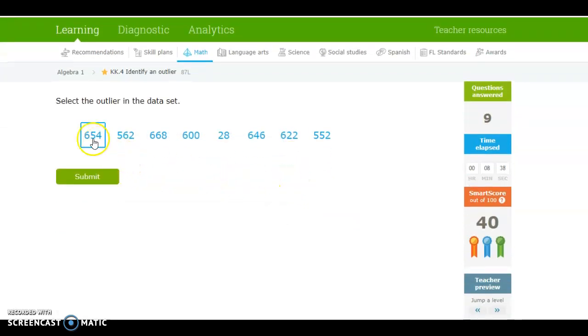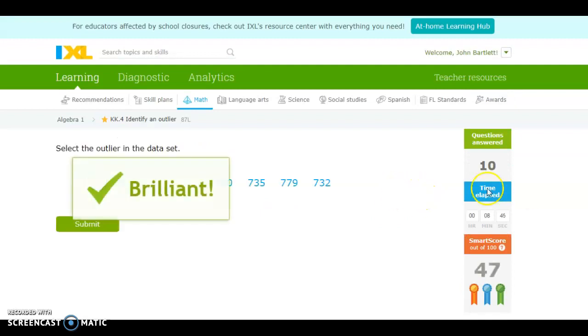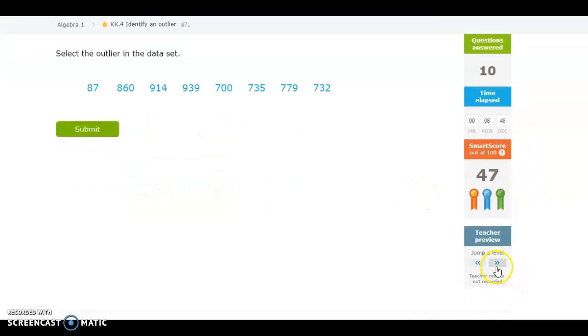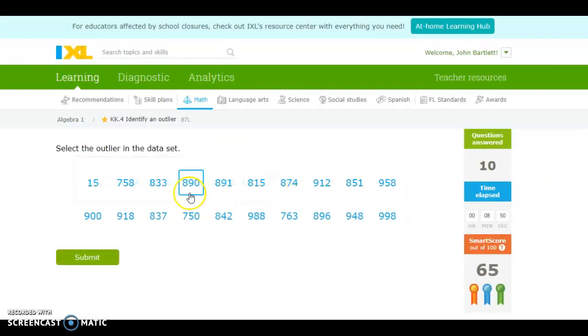Next list. Again, 600s, 500, 600. Whoa, what is this? 28. Totally off from the rest. That is my outlier. Same thing, you're just picking your outlier.